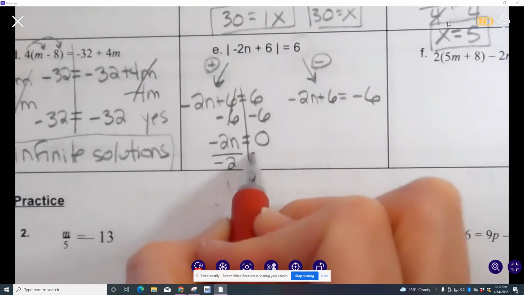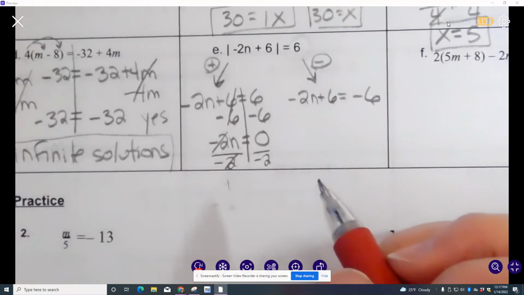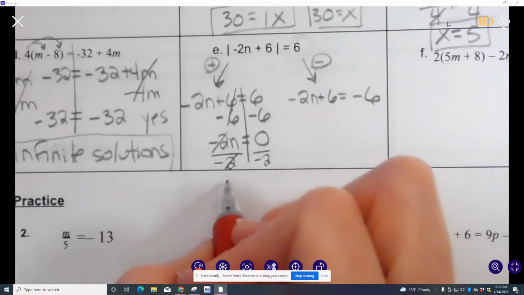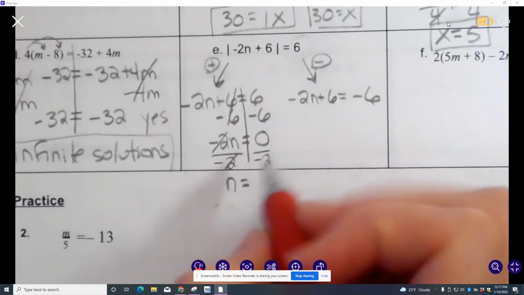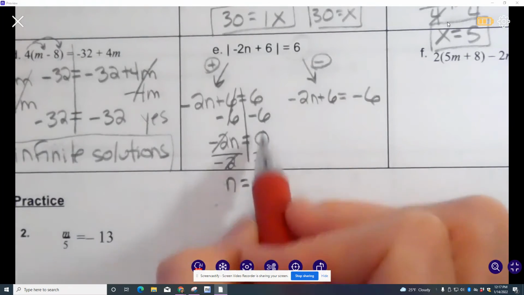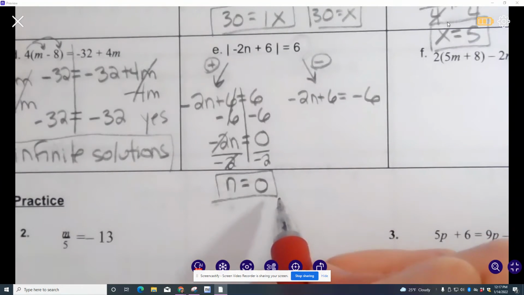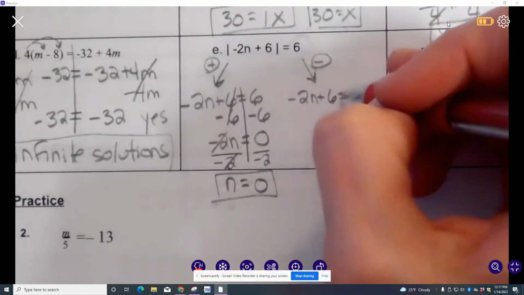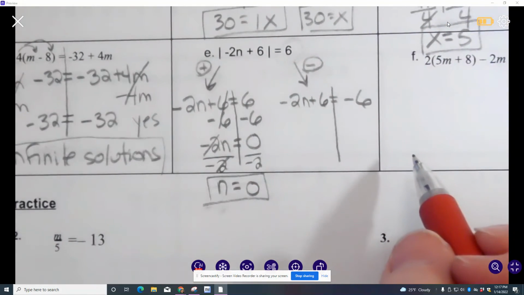Divide both sides by negative 2 to undo multiplication. Negative 2 divided by negative 2 is 1, so those cancel out. I have 1n equals 0 divided by anything is 0. Put it in your calculator if you're not sure. 0 divided by negative 2 is 0. So that's one of my solutions. This one will be different, so you have to solve both of these equations.